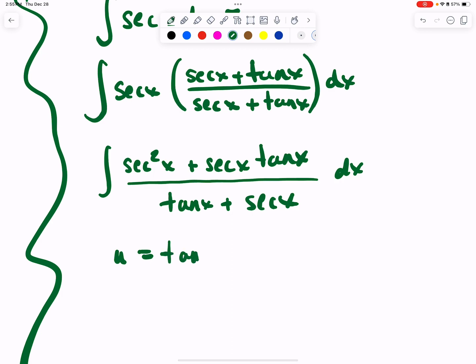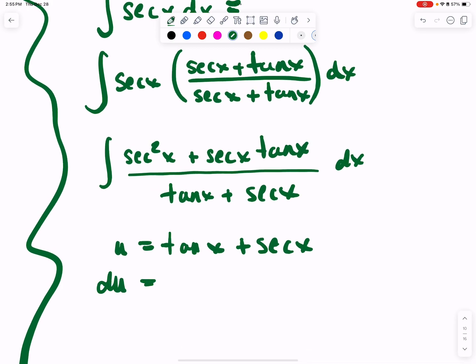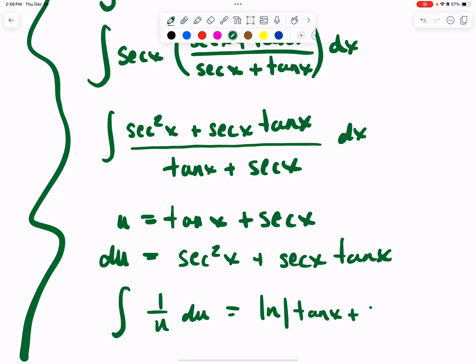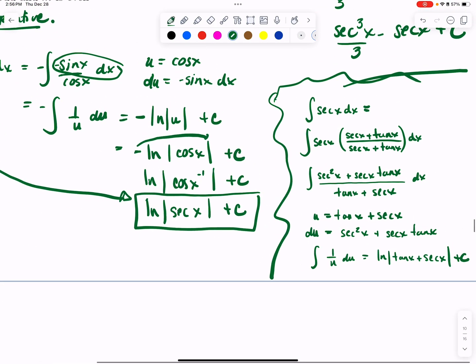If I let u be tangent x plus secant x, then du is secant squared x plus secant x tan x. So then my integral becomes 1 over u du, or the natural log of the absolute value of u, which is this. So that's one I would somehow commit to memory. Let me come up here and write it. The integral of secant x dx is the natural log of tangent x plus secant x plus c.